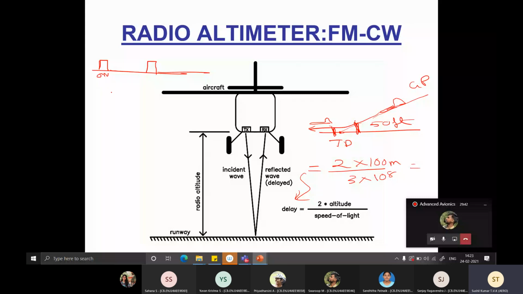So let's assume this is the same, approximately 2/3, 0.3 into 10 power. So you're talking about a fraction of a microsecond actually, right? And generally the pulse width is around 5 microseconds, 5 to 10 microseconds. So do you think we can use a conventional radar for such low ranges?